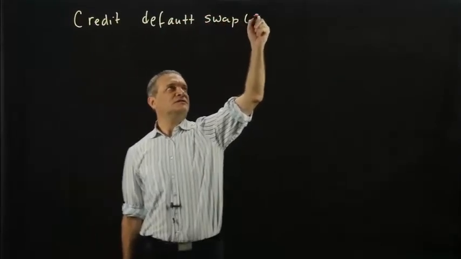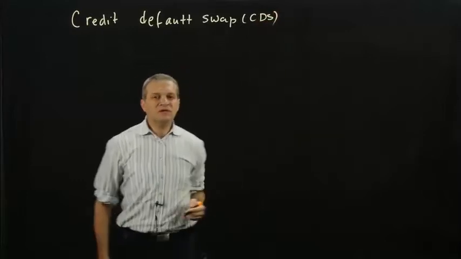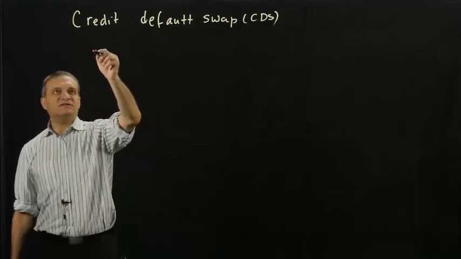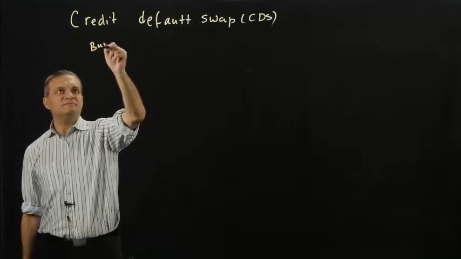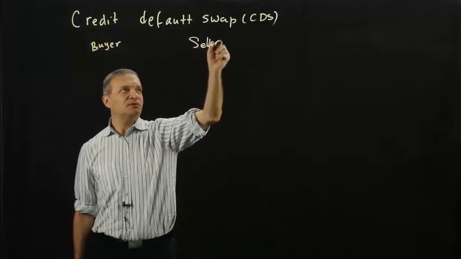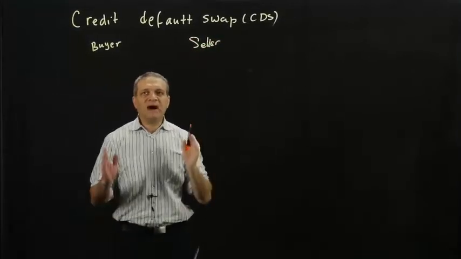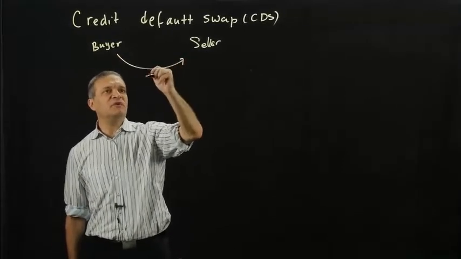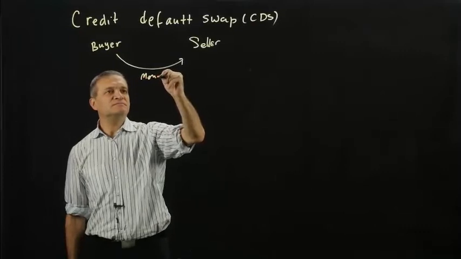Or CDS. Okay, so that's actually pretty simple. You have a buyer of a CDS, and you have a seller of a CDS. So a buyer buys a CDS and he will pay a certain amount of money to the seller.